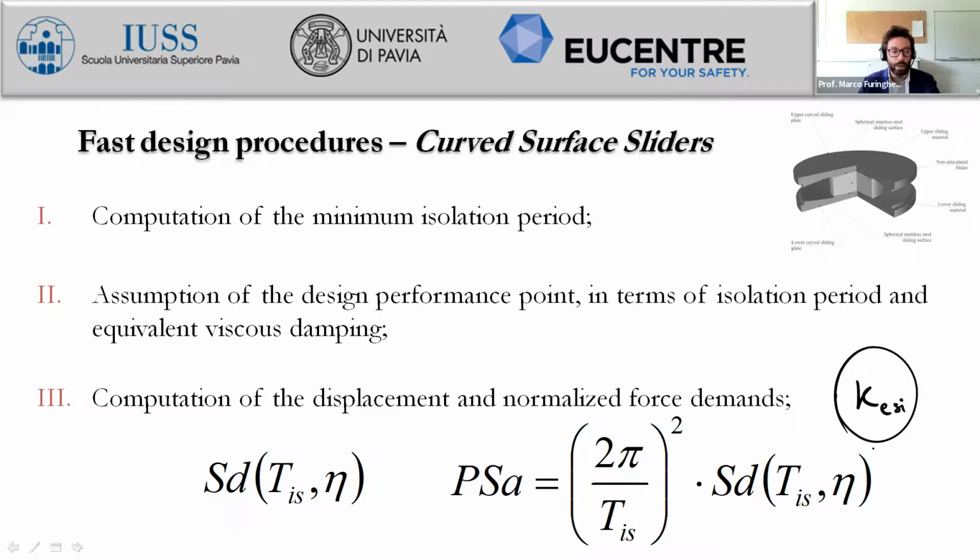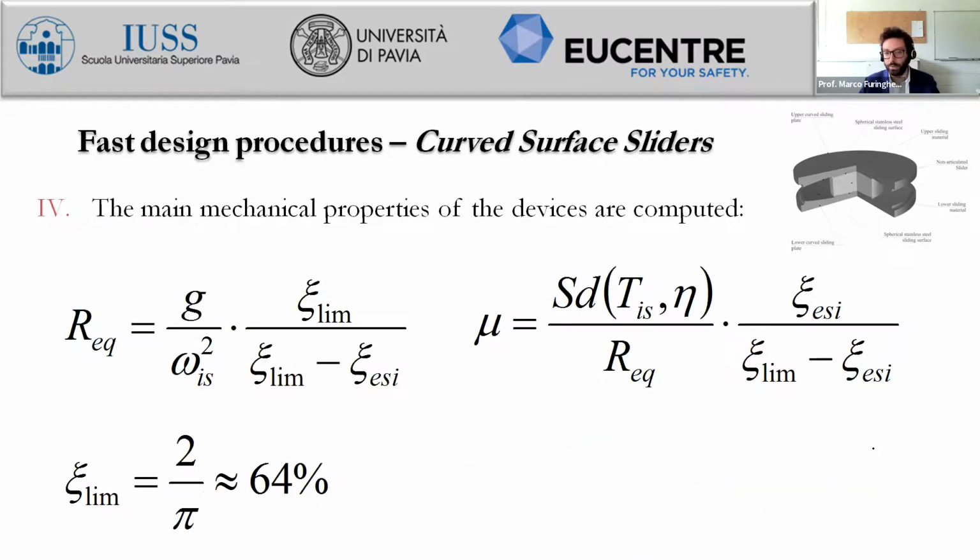We have seen we have 7 steps for the rubber bearings, then 9 steps for lead rubber bearings, and 4 steps for curved surface sliders. In the first step, we have just 2 equations: the first one for the equivalent radius of curvature, and the second one for the friction coefficient. That's it. With just 4 steps, we have designed the mechanical properties of the overall device in terms of equivalent radius of curvature and design value of friction coefficient.